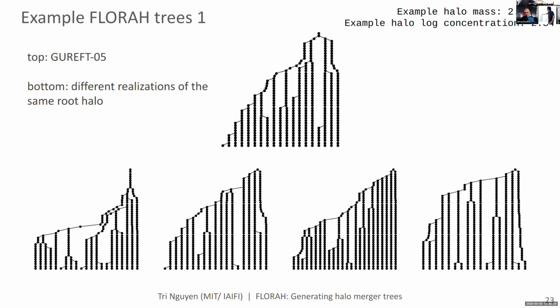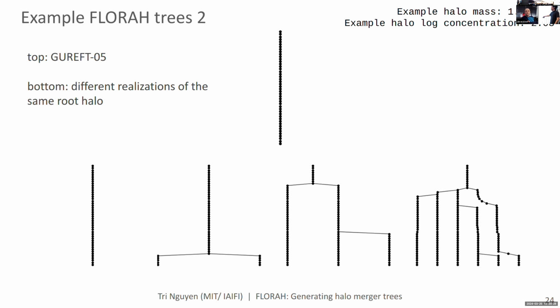As you can see, this framework can generate arbitrarily complex structures, as well as very, very simple structures, because, for example, if you pick a halo with a very low mass, there's a very low chance that the halo will actually split. And here you can see that we can also capture that as well.